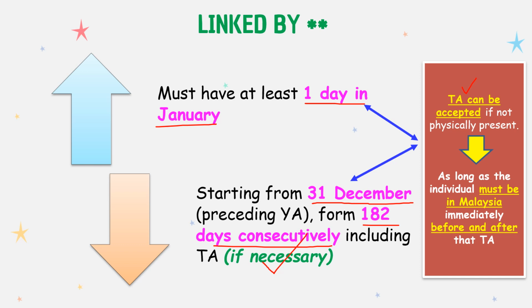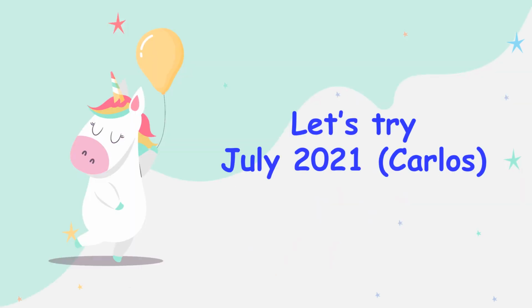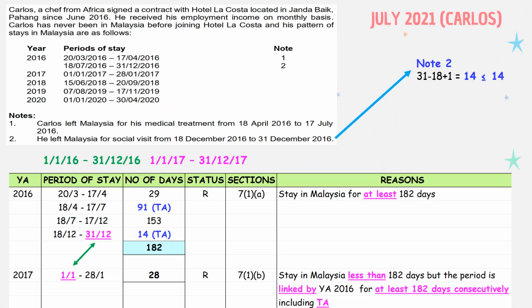Okay, let me show you guys one tutorial question, which is July 2021. The name of the taxpayer is Carlos. Okay, guys, let's take a look at this question together. Alright, Carlos. He is a chef from Africa. And then he signed a contract with Hotel La Costa located in Janda Baik, Pahang since June 2016. He received his employment income on a monthly basis.